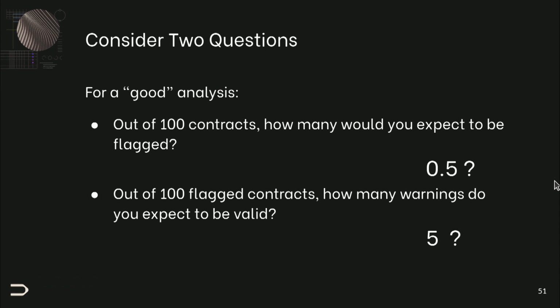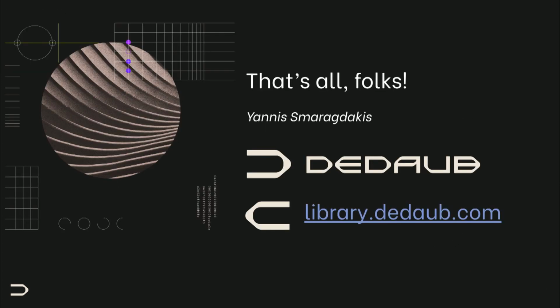Out of 100 contracts, how many would I expect to be flagged? If it's more than 0.5%, I'm trying to improve the analysis further. Out of 100 flagged contracts, how many of the warnings do I expect to be valid? I'm happy if it's 5. Of course, I would like it to be 100, but I'm happy if it's 5. And that's it. Thank you very much.